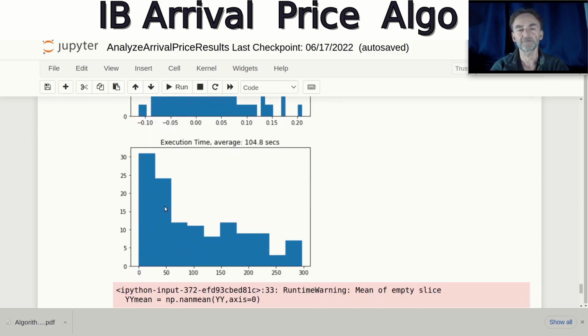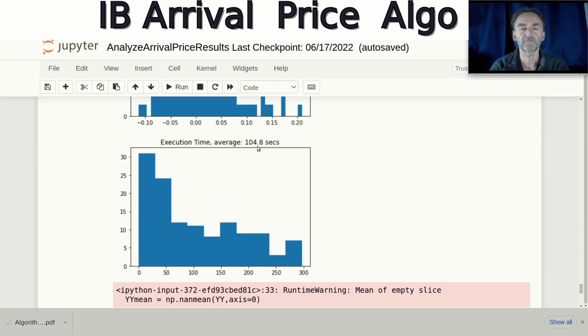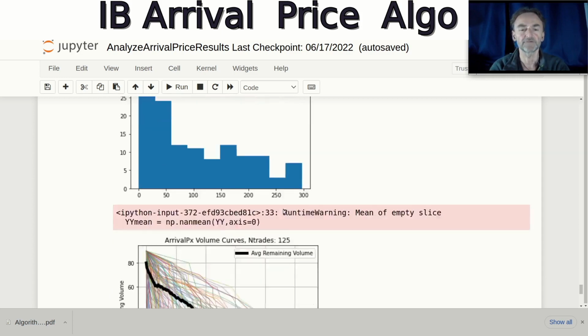Secondly, this is the execution time. So I set the execution time to 300 seconds max. And what we found, in this case, IBM, is that the execution time is significantly faster. It's only 104 seconds on average. Now, this is not always true. Specifically for the less liquid stocks, when I tested them, I found that the execution time often is much more in the range of 260 or so seconds if I put a 300 second limit to it. So this is comparatively really fast when we look at the execution times.